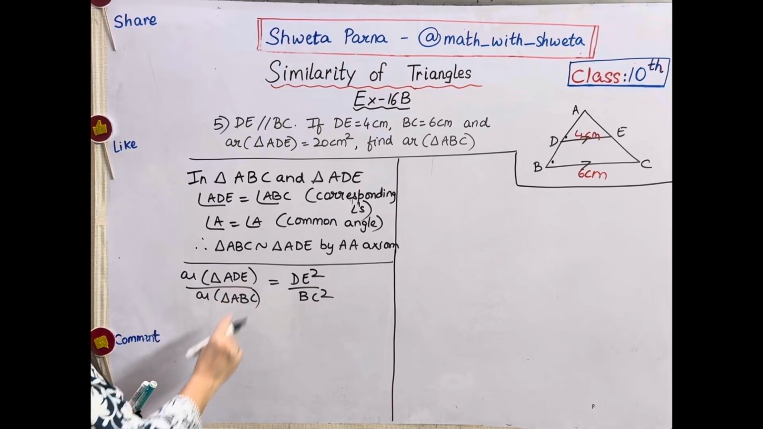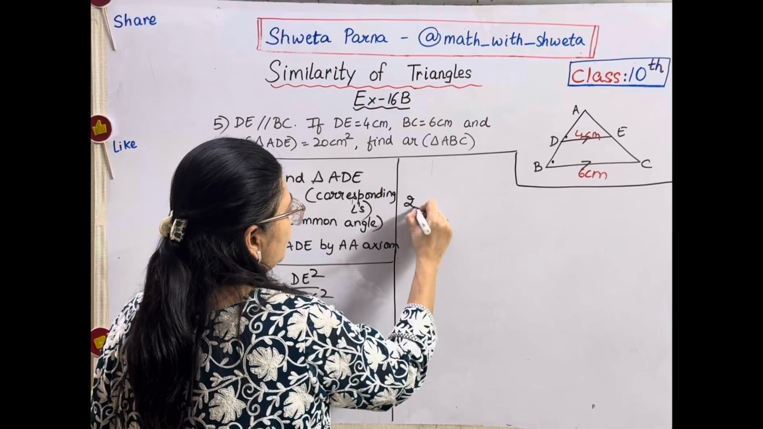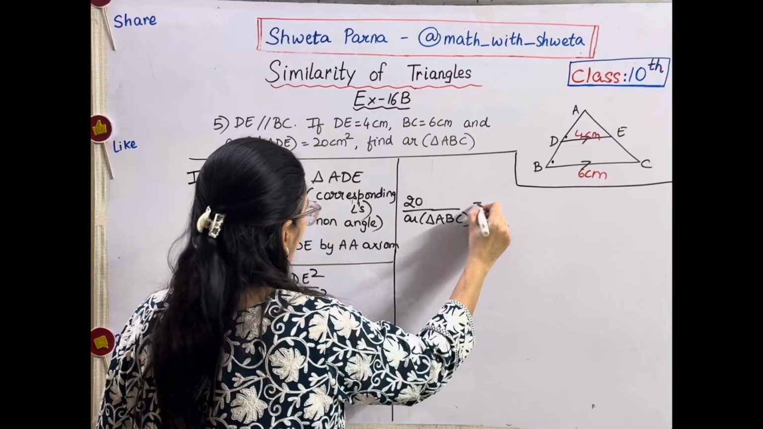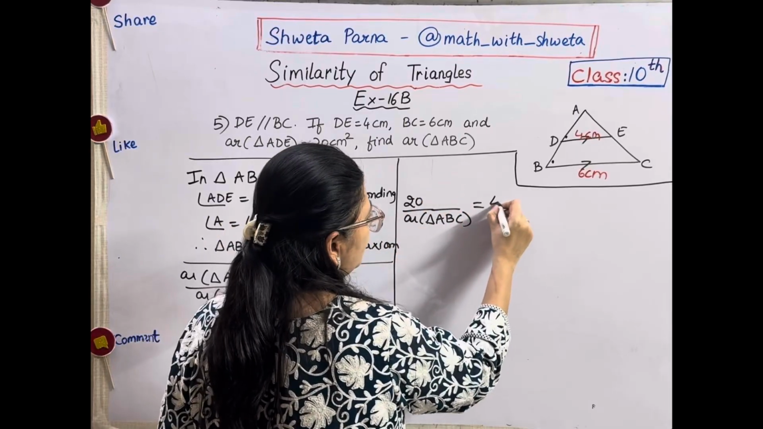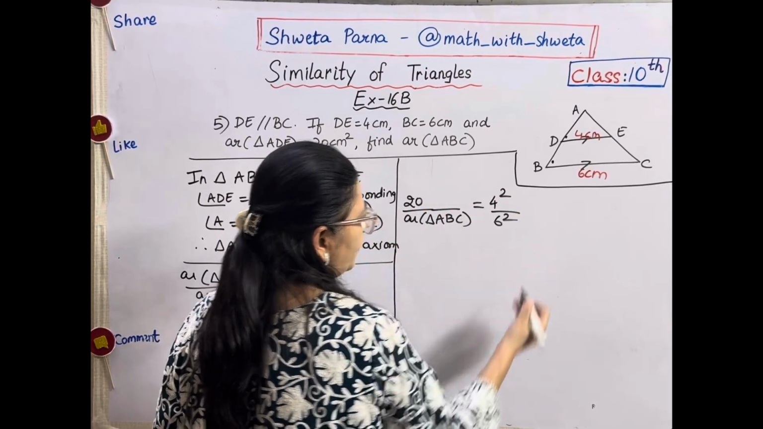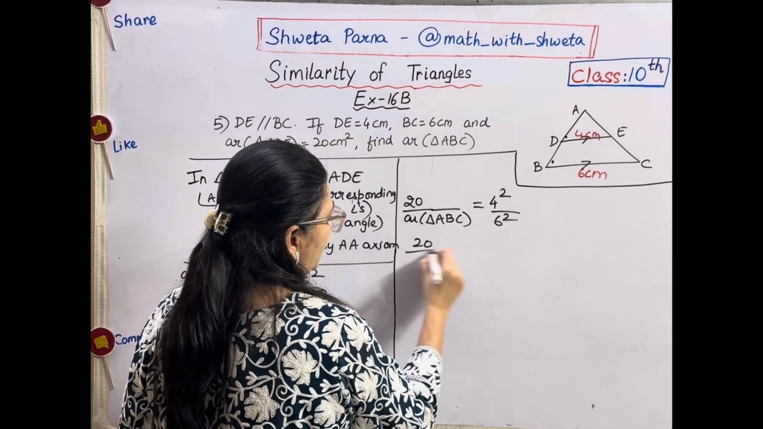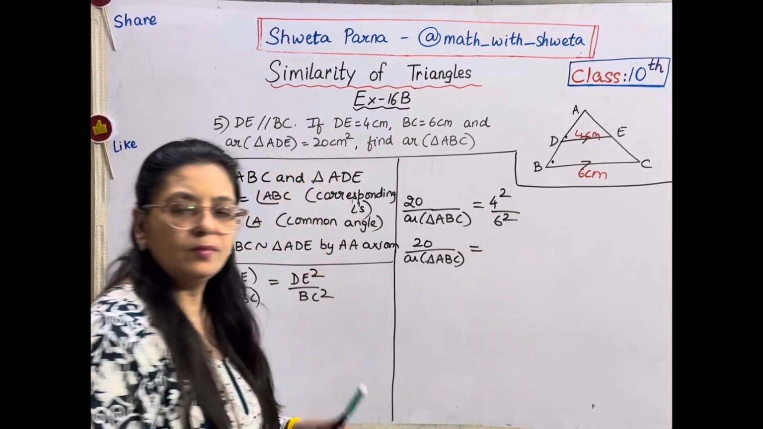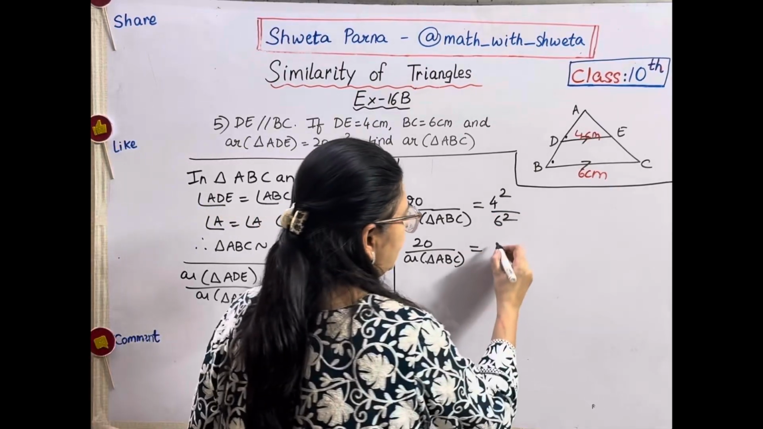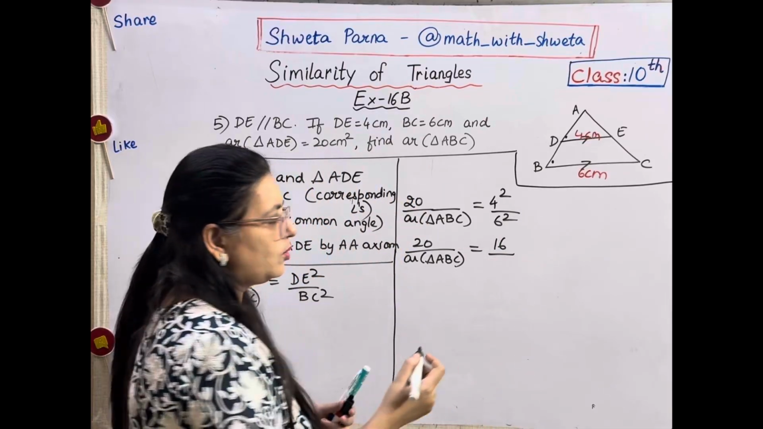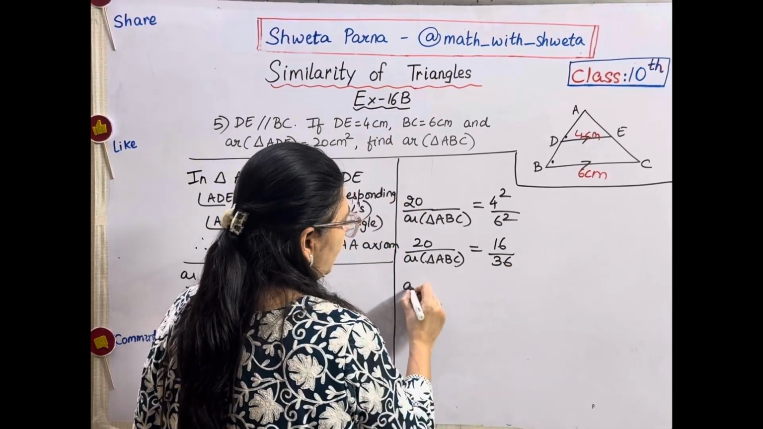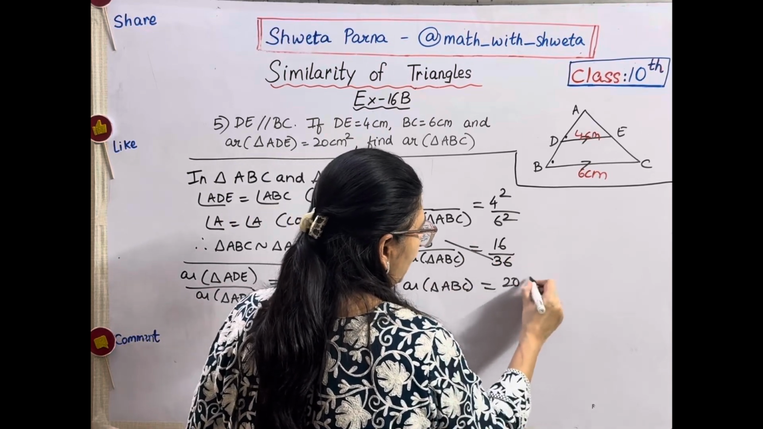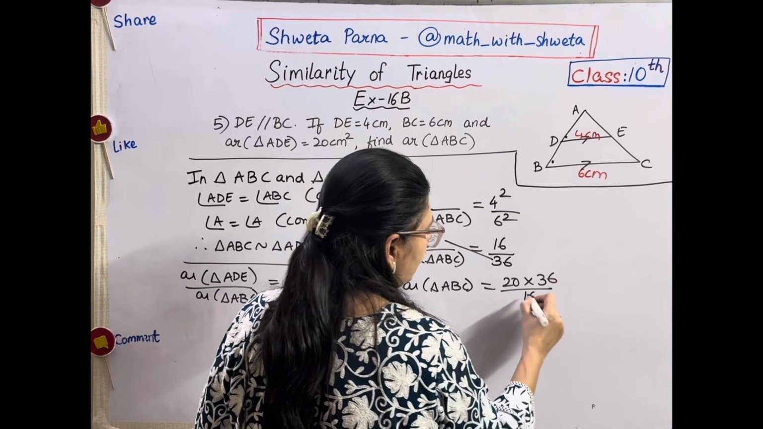Okay, what is the measurement given for ADE? It is 20. So 20 upon area of triangle ABC is equal to, what is DE? DE is 4. So 4 square upon 6 square. So this is 20 upon area of triangle ABC is equal to, what is 4 square? 4 into 4, which is 16, and 6 square, 6 into 6, which is 36. So area of triangle ABC will be equal to, cross multiply, 20 into 36 divided by 16.